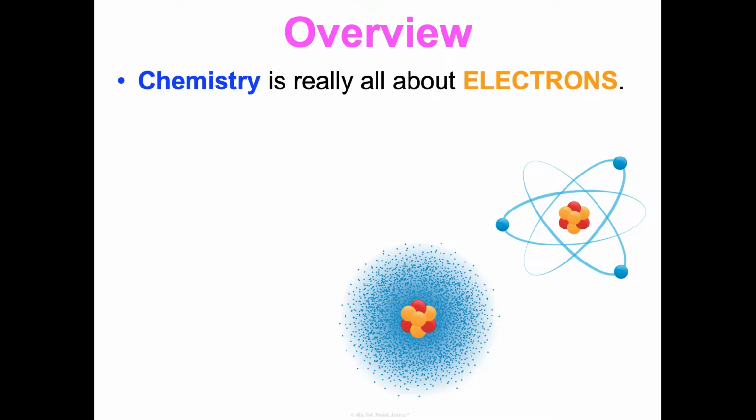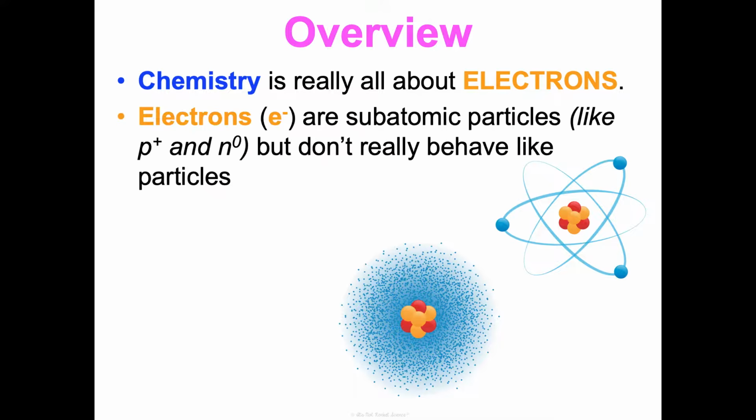So you were introduced to the electron in our atom unit, which we did previously to this, but now we're going to really dive a lot deeper into electrons, how they behave, and why that impacts the atom and how the atom as a whole is going to behave. So remember, electrons, we can abbreviate them as an E with this little minus sign since they have a negative charge. They are subatomic particles like protons, which are positive, and neutrons, which are neutral.